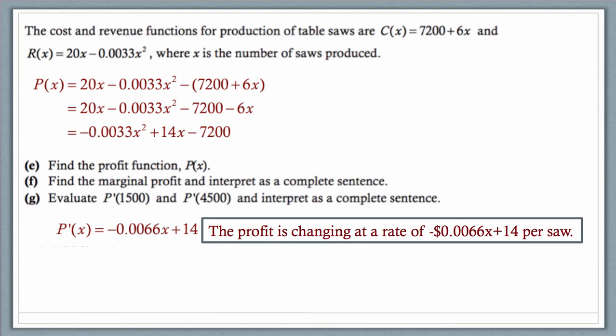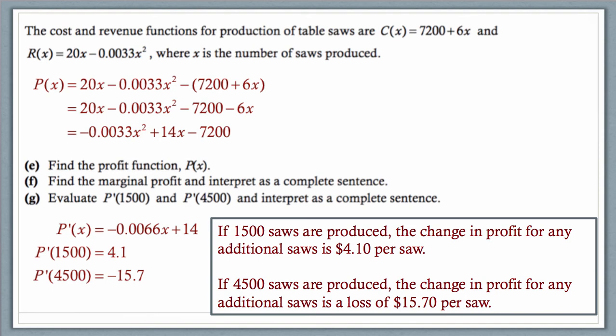We expect that when we have 1,500 table saws, our marginal profit should be a positive value. And when I have 4,500 table saws, because I'm outside that gain region, I should have a negative marginal profit. So when I have 1,500 table saws, I get 4.1. When I have 4,500 table saws, I have negative 15.7. So exactly what I expect seeing the graph.